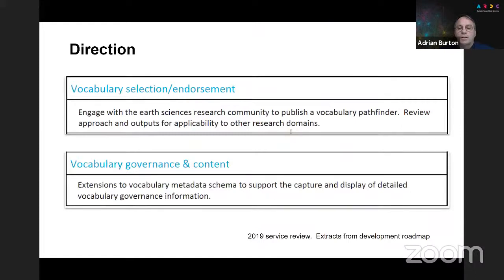So these are the two directions that were identified in the review of our service: that we should look harder at vocabulary selection and endorsement from the community. We should look at vocabulary governance and content, because those were the kinds of things, as John pointed out, that people were making their selections based on.